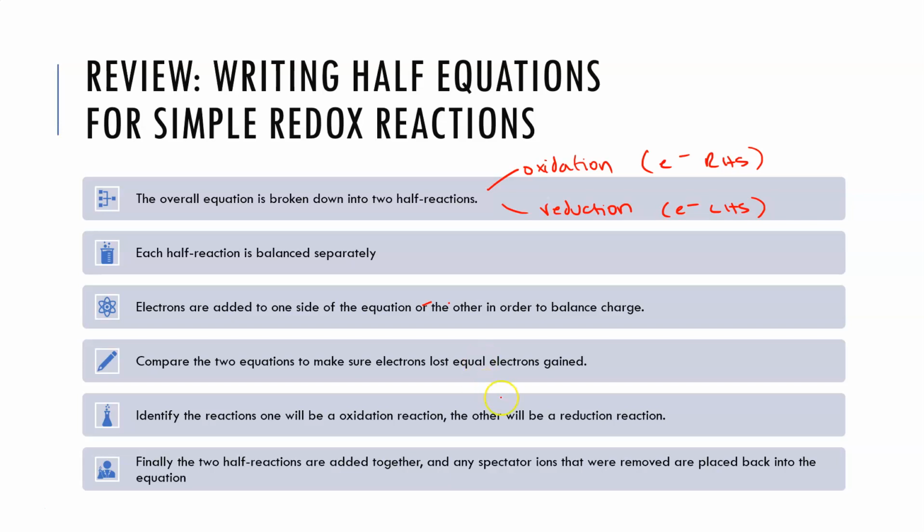Identify which reaction is oxidation and which is reduction. Finally, we can bring the two together and any spectator ions that were removed can be placed back in. Often when we're looking at these, we are just looking at pure ionic equations, so we don't need to worry about spectator ions. We can just remove those from the process, and often they're not even included.